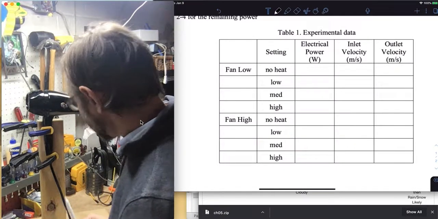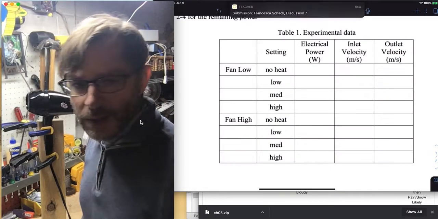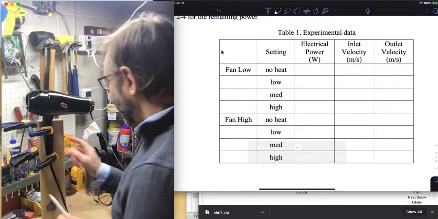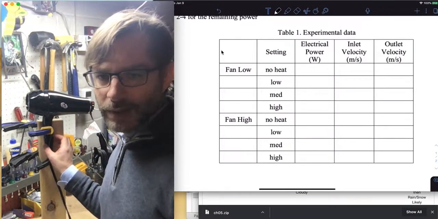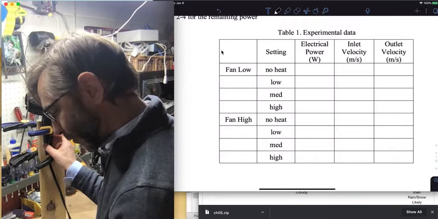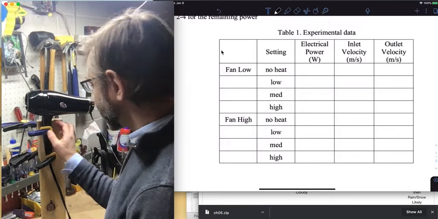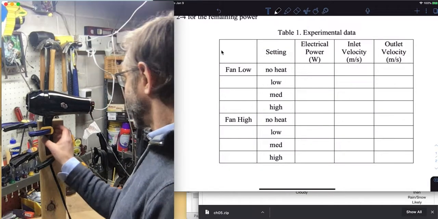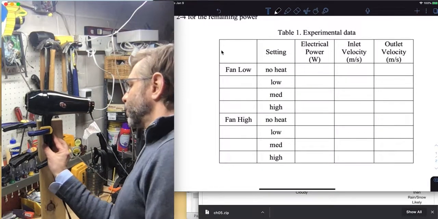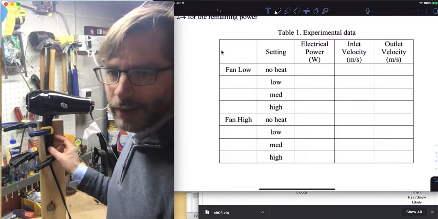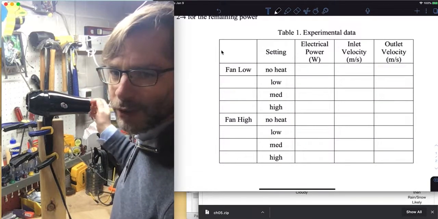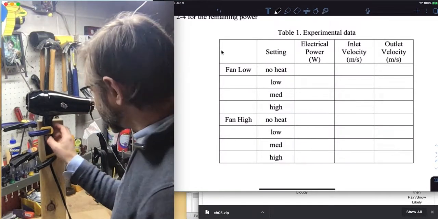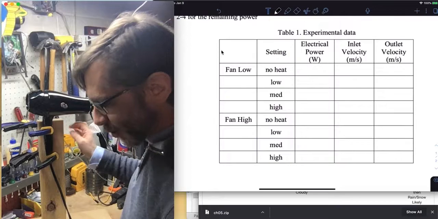All right, so first I'm going to turn on the hair dryer here, and we're going to start at the lowest fan speed, as it says here. So we're going to start with low fan speed and no heat, which is me pressing the button essentially. So you just follow my procedure here. Okay, so I got the fan on the low speed. Feels good. My hands are cold. Okay, it's on the lowest heat setting right now, but we're going to switch it off essentially and read the power.